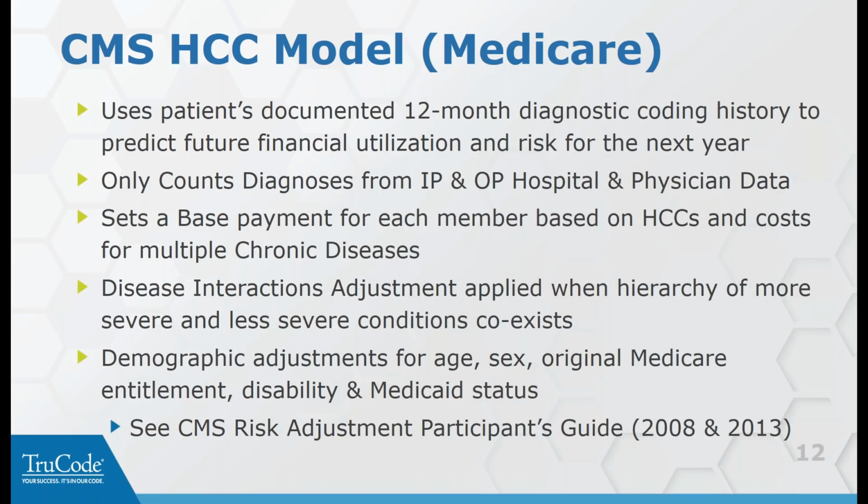that coexist together. They also have an adjustment for demographics that include age, sex, the original Medicare entitlement, any disability, and their Medicaid status. The guidelines that really guide the way that the CMS HCC model works are in that Risk Adjustment Participants Guide. The original one came out in 2008, and an updated one came out in 2013.